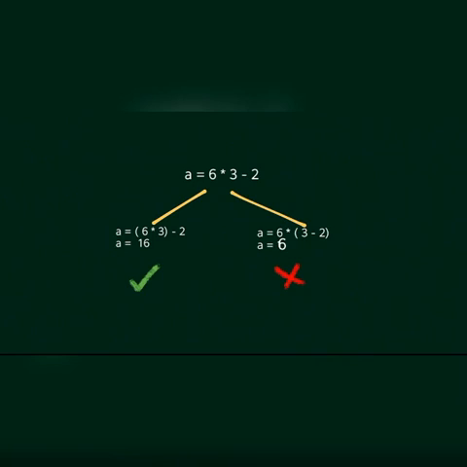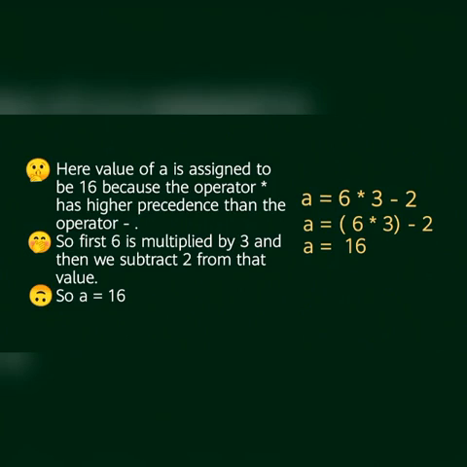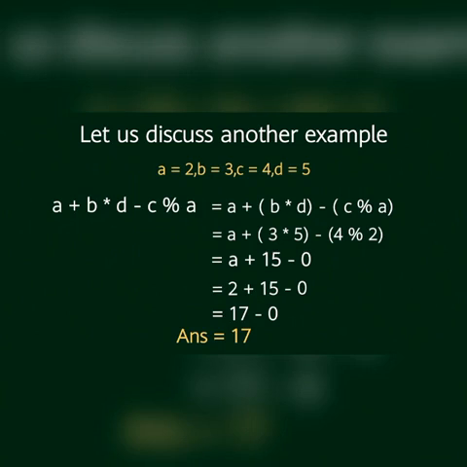So far we have discussed the precedence and associativity of all the operators, so it will be easy for us to analyze which is the right answer: either multiplying first and then subtracting, or subtracting first and then multiplying. Now let's see its analysis. Here the value of a is assigned to be 16 because the multiplication operator has higher precedence than the subtraction operator. So first 6 is multiplied by 3, that is 18, and then we subtract 2 from it, so we get the value 16.